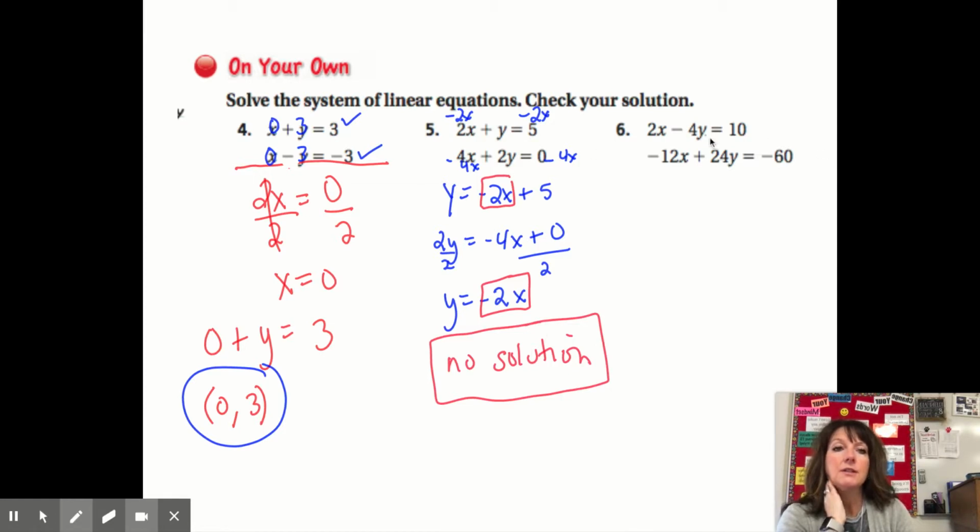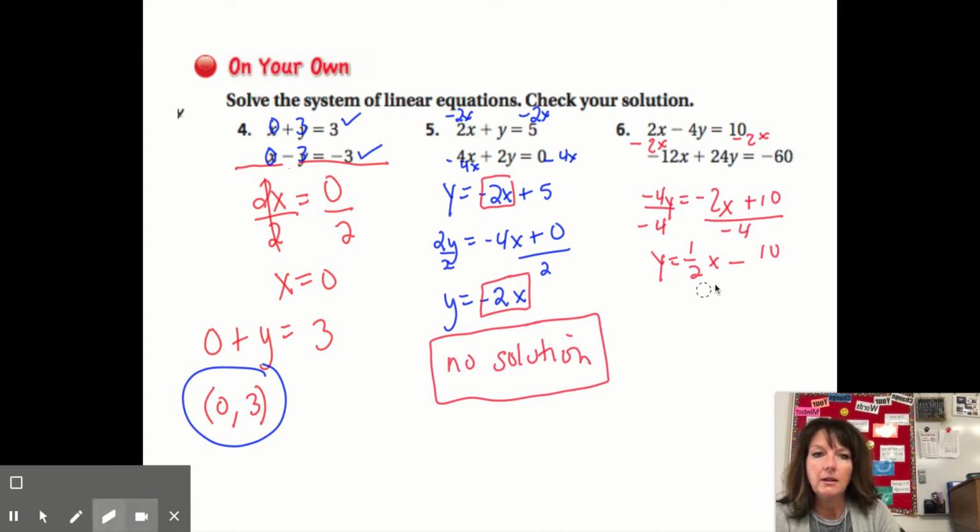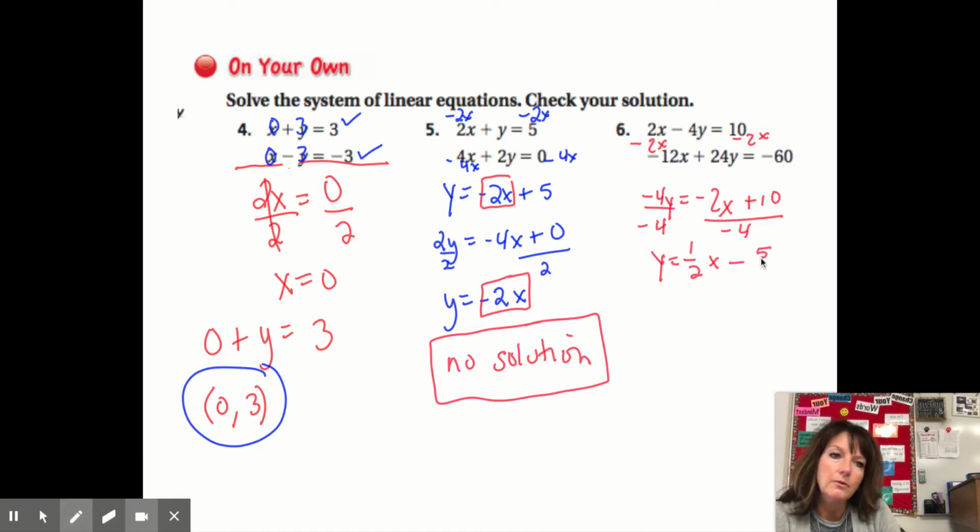I'm going to continue this since we can put these into slope-intercept form. So I'm going to subtract my 2x from both sides. So I have negative 4y is equal to negative 2x plus 10. Then I'm going to divide by negative 4. So y is equal to 1/2 x. Let's simplify that a little bit. 10 and 4 are both divisible by 2, so let's do 5 over 2.